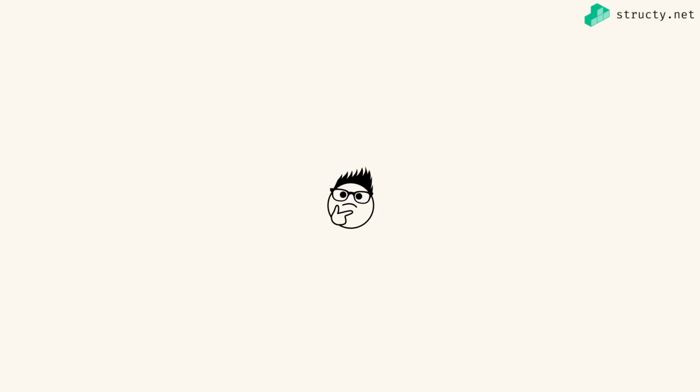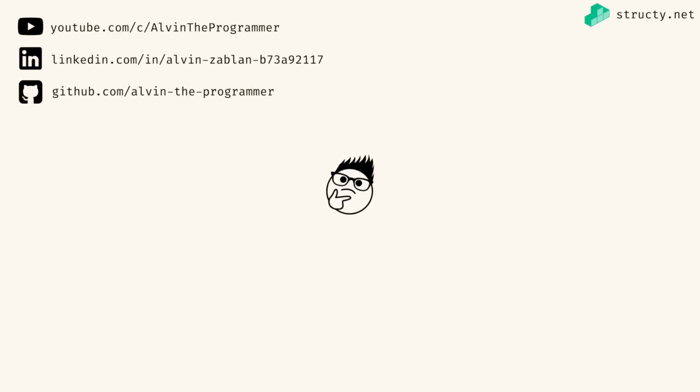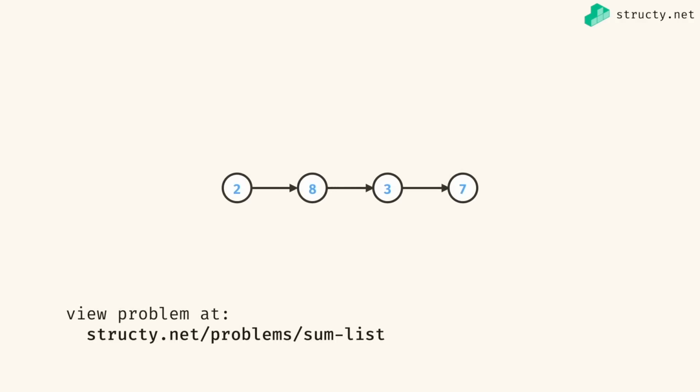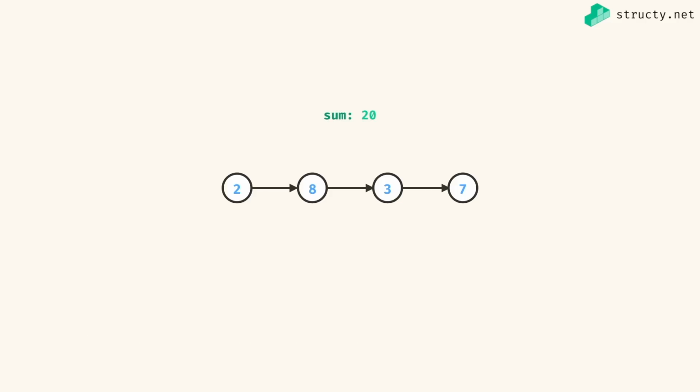Hey programmers, welcome back. Right now I want to go over an approach we can use for this sum list problem. So in this problem, we're going to be given a singly linked list containing numbers as the values. What you want to do is return the total sum of all the values in the linked list. So for this particular input, we should return a total sum of 20. And so how can we go about solving this?